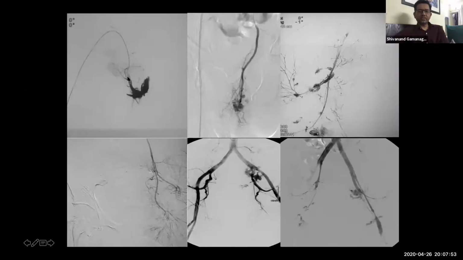So these are the various angiographic pictures we encounter in our center. This is a disruption of the internal iliac artery. This is a bleed from the internal pudendal. This is the typical picture we get: injury of multiple branches. You can see active extravasation from the multiple branches.